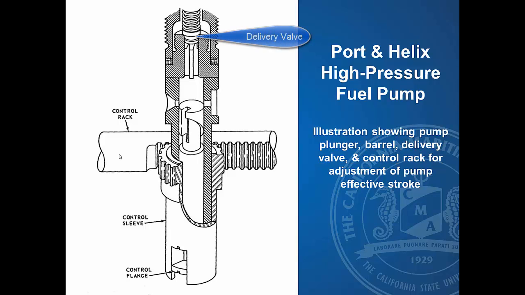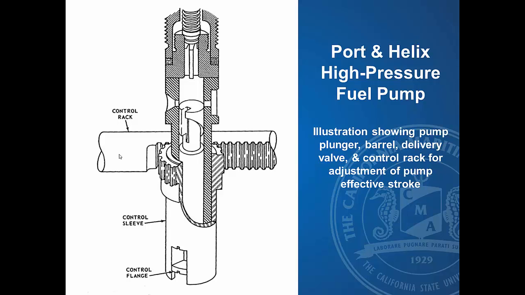Now, on these port and helix pumps, you typically have a delivery valve at the top of the pump. That delivery valve is there to keep the high pressure pipe full of oil. Otherwise, once injection has occurred and the pump plunger is moving downward, that is going to draw a vacuum or lower pressure above the pump plunger, and that would lower the pressure in the high pressure pipe. That would be a disadvantage because that would impede that shock wave hitting the injector on the next injection stroke.